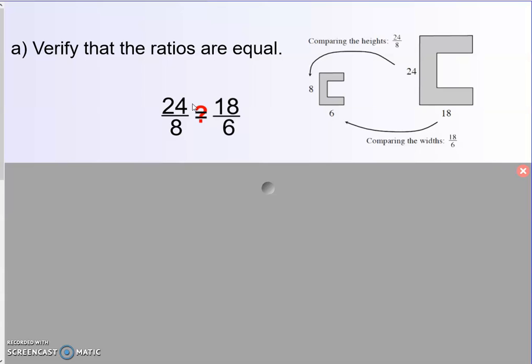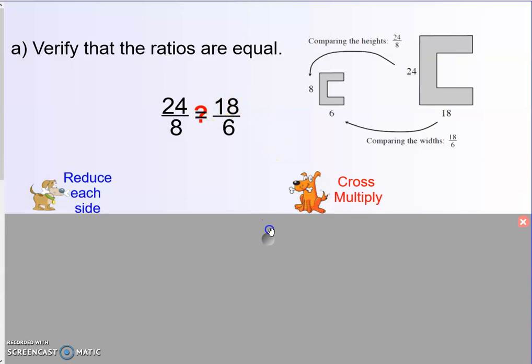Colby has compared the height of this letter C to the height of this letter C, and he set up the ratio 24 over 8. And then he compared the width of the big letter C to the width of the little letter c. And he's claiming that these are indeed equal. He's claiming that this is a fair proportion to set up. Are they equal? Well, there's a couple ways we can check.